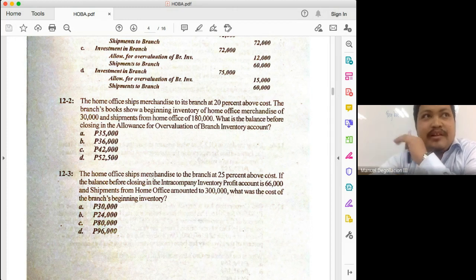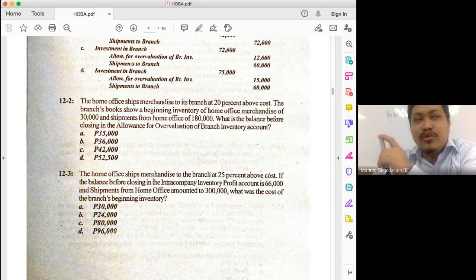Now, what are the decreases? When will the allowance account decrease? When the goods related to the allowance are sold to outside parties. And when will the decrease normally happen, class? When will the entry decreasing the allowance account normally be prepared? Only as part of your closing entries.